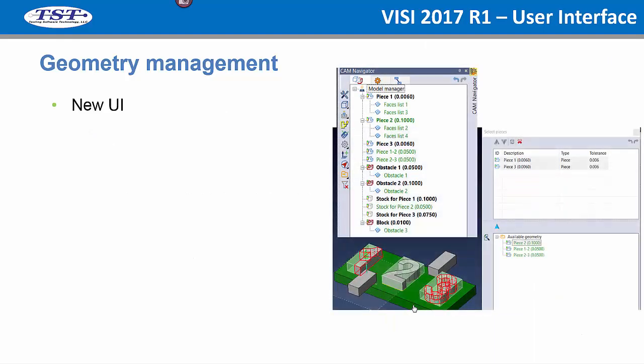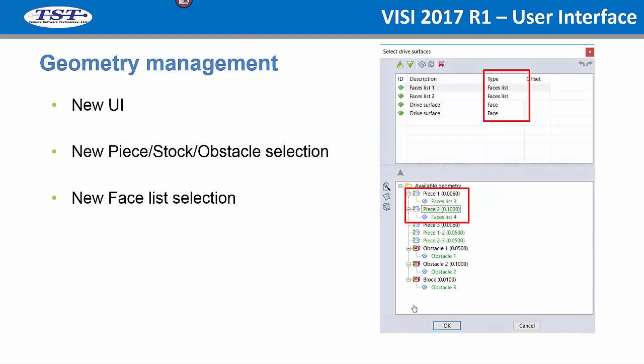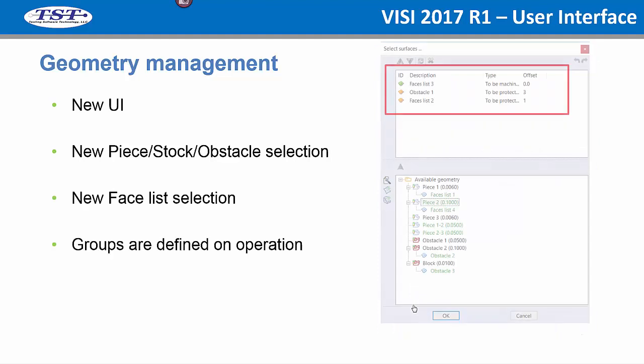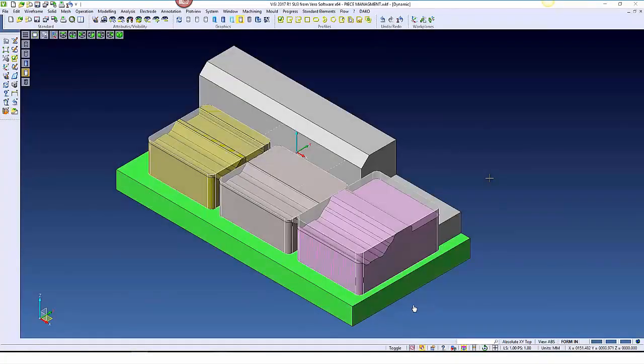So it's going to be a little bit new UI. Obviously the model manager is pretty much the same. You'll have face lists in there instead of the face groups and then lists. So that'll be easier, kind of saves us a step. New piece, stock, and obstacle selection. New face list selection. Groups are defined in an operation. And let's take a look at some of those changes here.